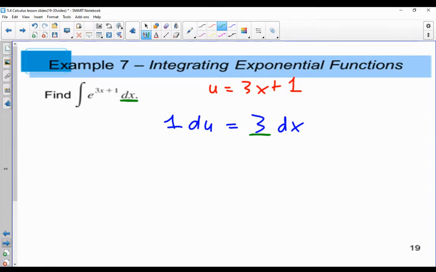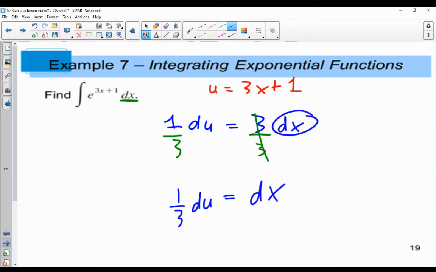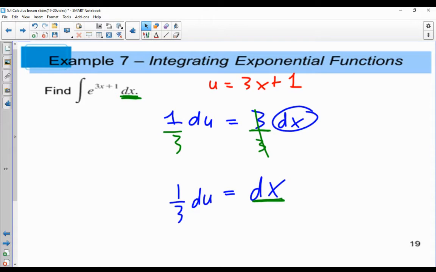And of course, you guys are familiar with how to take care of that 3. We just have to divide it to both sides. And dividing it by 3 will make it 1/3 du on the left, and then I'll just have dx on the right. So that will help this dx match up with this dx. And that will better help us for the u substitution.